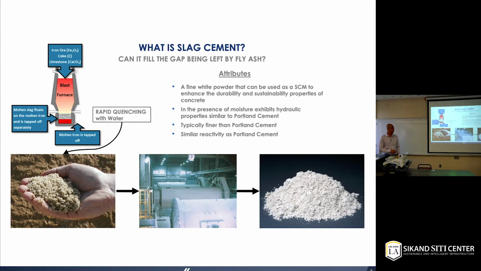Another thing is that it's a white powder. Because cement is a dark gray color, if you use slag to replace a certain percent of your cement in your concrete mix, it's going to result in a lighter color in your finished concrete. So it's going to reflect more light and reduce the urban heat island effect.